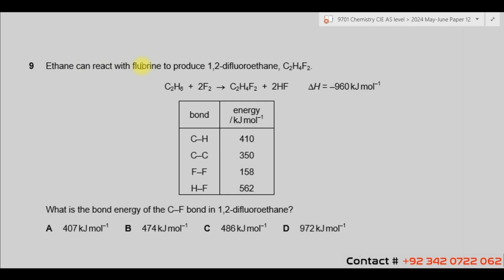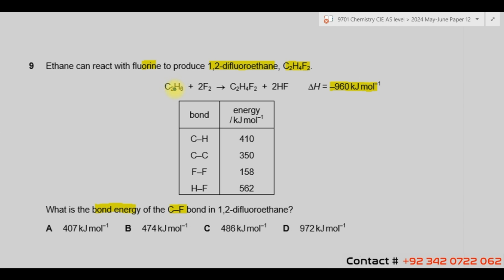Ethane can react with fluorine to produce 1,2-difluoroethane, C2H4F2. This is the equation. The enthalpy change is negative. Bond energies are given in kilojoules per mole for each bond. What is the bond energy of the CF bond in 1,2-difluoroethane? CF is absent, so we have to find that.